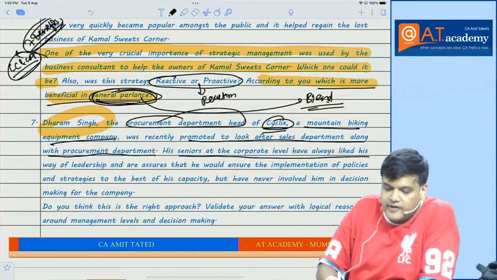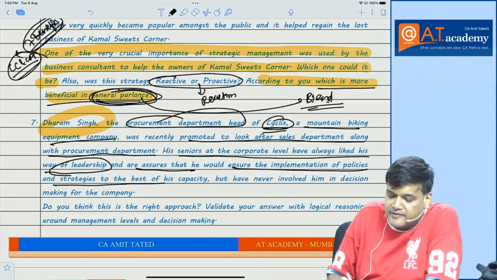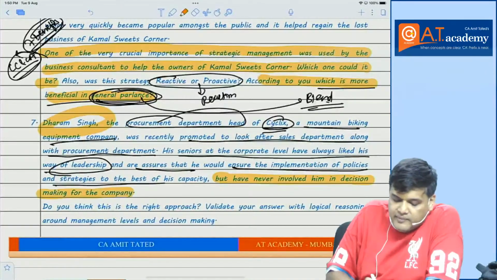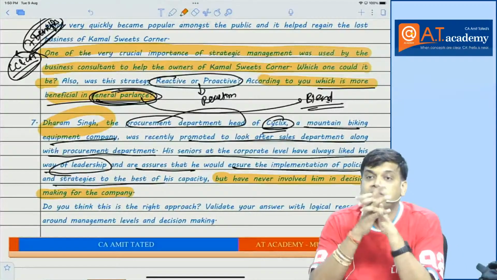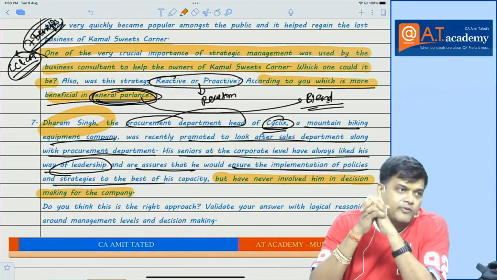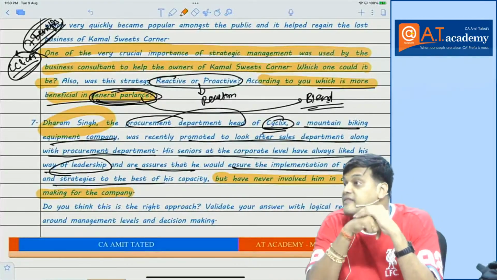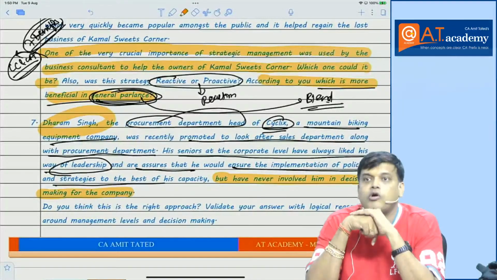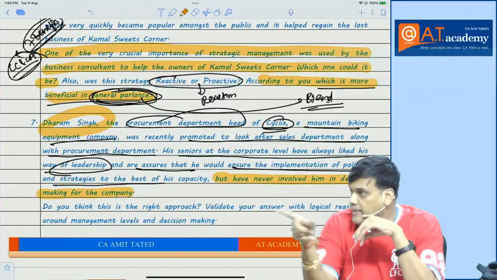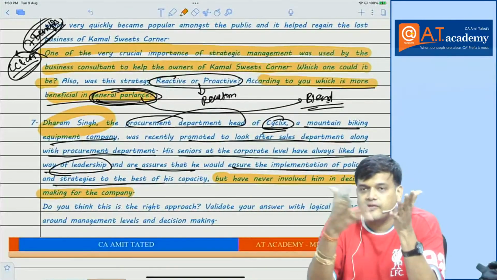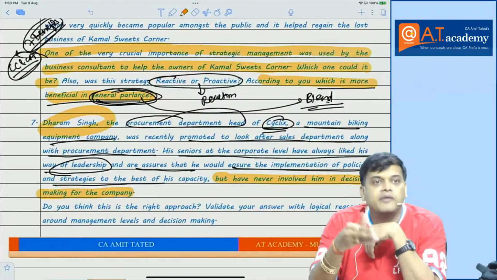His seniors at corporate level always liked his policy of leadership and are assured that he would ensure the implementation of policies and strategies to the best of his ability, but have never involved him in decision making for the company. यानी corporate level, they've never involved him in developing a policy. Do you think for a company while developing a policy should you involve him? Because he's focusing on only a department or business, should you involve him or no? कॉर्पोरेट लेवल ने बिजनेस लेवल को इन्वॉल्व करना चाहिए या नहीं? मेरा क्वेश्चन है, सबसे पहले धर्म सिंह कौन से डिपार्टमेंट का था? He was working at functional level, then he is promoted to now business level management.